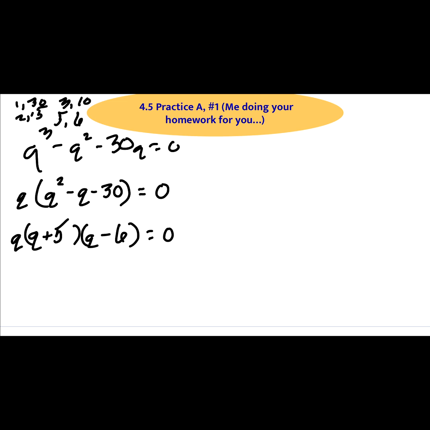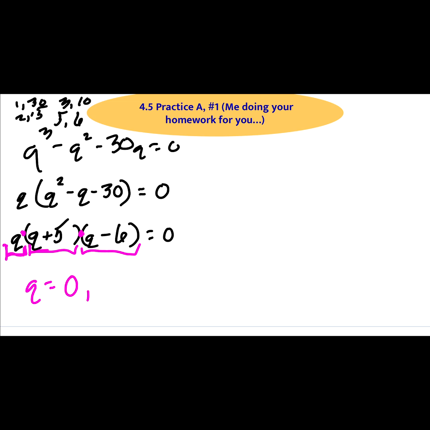After we factor it, we have to look at each of our terms here, and we need to see what would make each one equal to 0, because these are being multiplied, right? So if any of our terms become 0, then the whole thing zeroes out. So if we look at this first q, what would make this first q equal to 0? 0. So if we plug 0 in, then this whole thing will zero out.